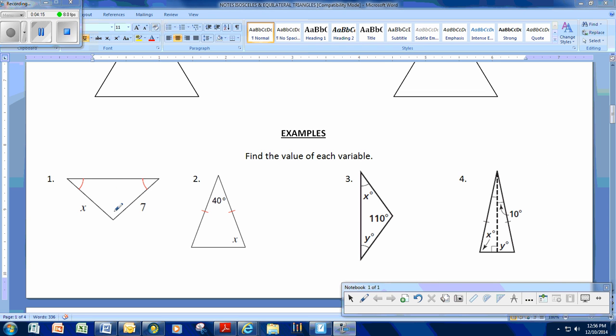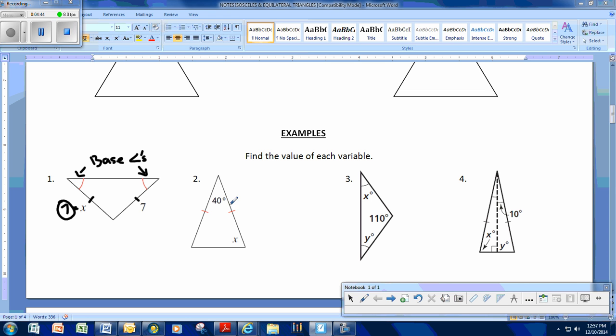Okay, so let's try some examples applying that knowledge. For number one here, we have an isosceles triangle. These two angles right here are our base angles. Since those angles are congruent, I know that the sides opposite those angles are congruent. So if this side is 7, then this side is also 7.